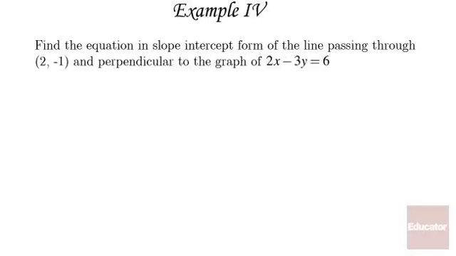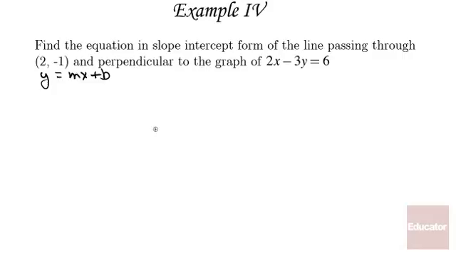Find the equation in slope-intercept form of the line passing through (2, negative 1), and perpendicular to the graph of 2x minus 3y equals 6. In order to write this in slope-intercept form, y equals mx plus b, I need to have the slope of this line. I'm not given the slope directly. However, I'm told that it's perpendicular to the graph of this line.